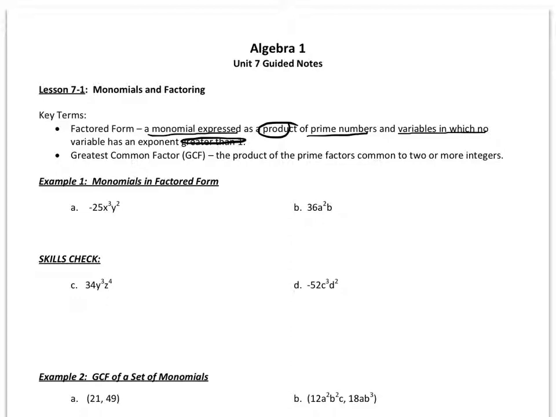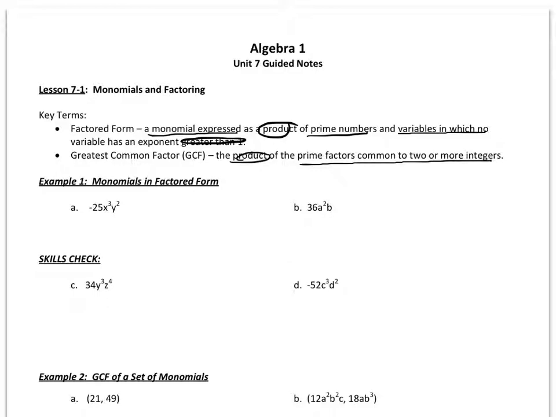And also greatest common factor. That's the product, again a product, of the prime factors common in two or more integers. So let's take a look at monomials first.